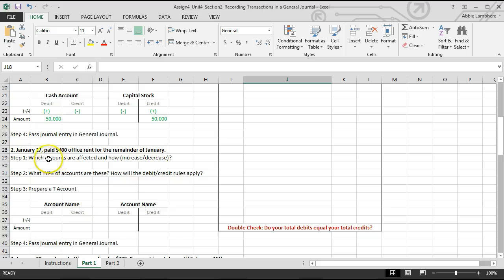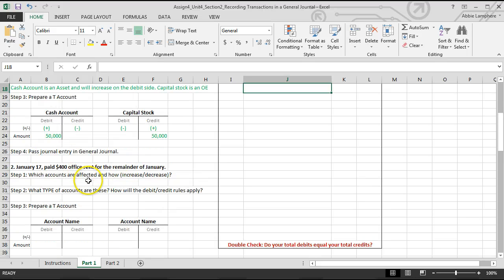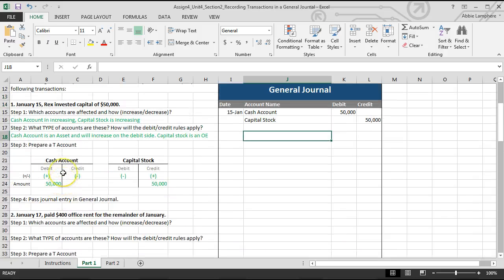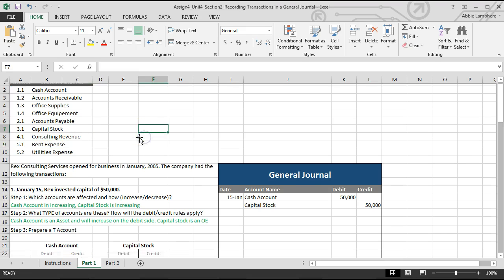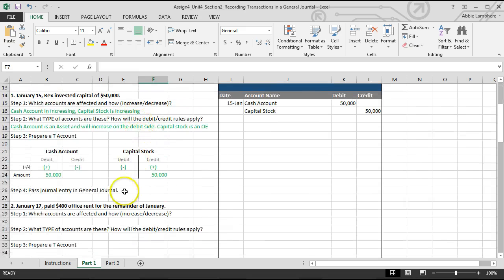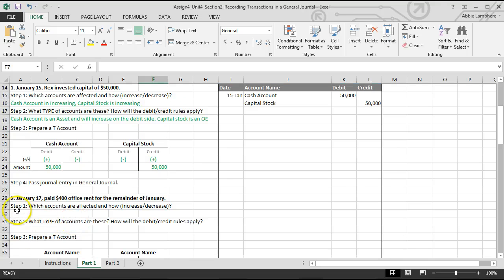January 17th, we paid $400 office rent for the remainder of January. Paid $400 office rent for the remainder of January. So I'm going to look up here at my chart of accounts and try to determine what accounts this is going to affect. So I paid office rent. I'm going to assume that that's going to fall under, look here, I have a rent expense account. So it's probably going to fall under that account. And then since I'm paying $400, that's also going to affect my cash.